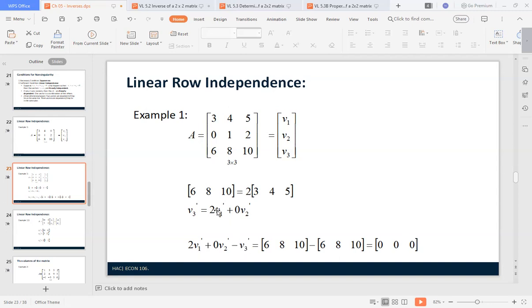So if you transform this one into an equation, 2V1 prime plus 0 V2 prime minus V3 prime, so that is third row minus, that would be first row multiplied by 2 minus the third row. It will yield a null vector. So just by looking at this one, class, this tells us that again, the rows are linearly dependent, and therefore it yields a null vector.